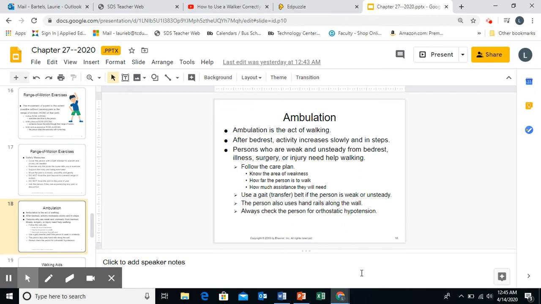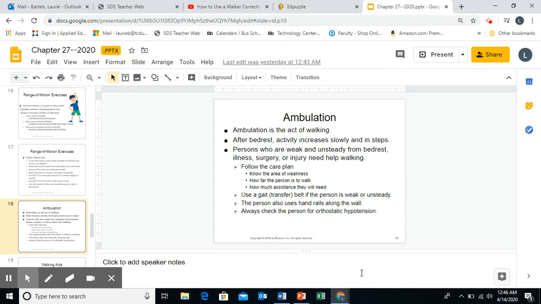So it says after bed rest, activity increases slowly and in steps. Usually, if somebody's had surgery, the doctor will say bed rest for the night of surgery, and then next morning the activity will be have patient sit in chair, and then maybe in the evening of that second day after surgery, it'll be have the patient walk in the hallway, maybe 4 doors down. Then next day as they progress, have the patient walk the whole hallway. And the next day, have the patient report to therapy and walk around the unit. So we increase it as the patient can tolerate it.